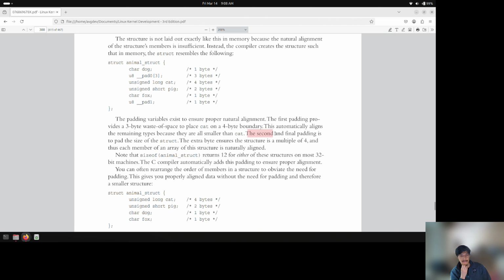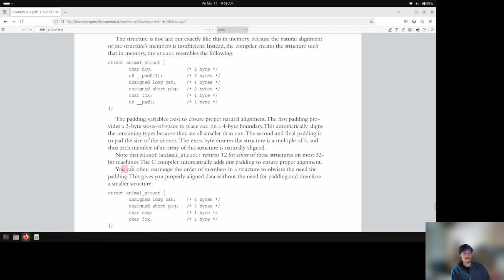The second and final padding is to pad the size of the struct. The extra byte ensures the structure is a multiple of 4, and thus each member of the array of this structure is naturally aligned. Note that sizeof animal struct returns 12 for either of these structures on most 32-bit machines. The C compiler automatically adds this padding to ensure proper alignment. So 4, 4, 4, so 12.